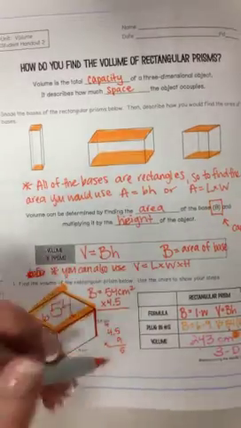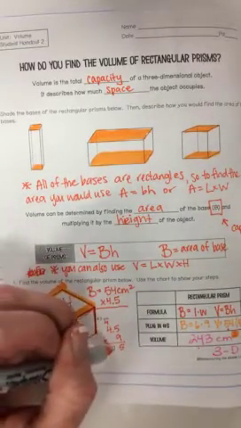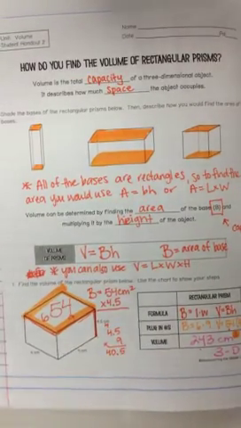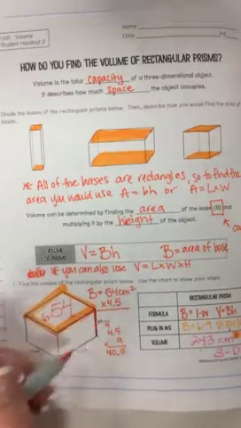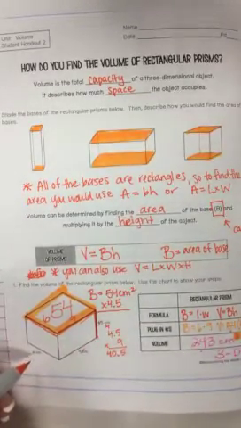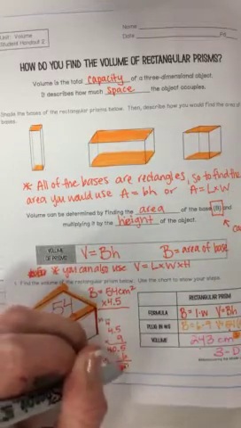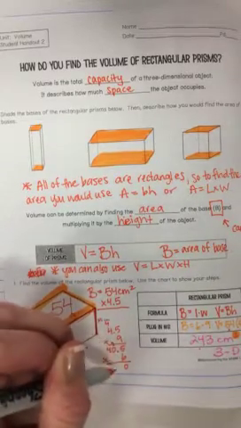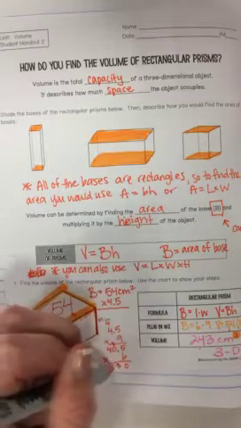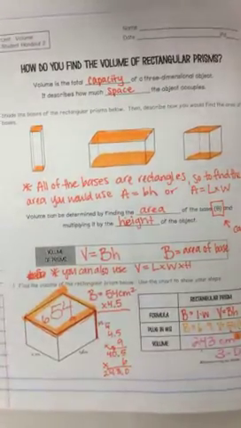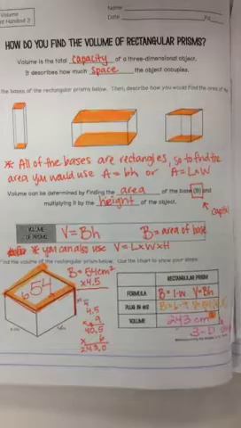9 times 4 is 36, plus 4 is 40. That would be 40.5. And then if we had this other dimension of 6 centimeters, I would multiply this by 6. 5 times 6 is 30. 3, 24, put my decimal. I still get 243 centimeters.